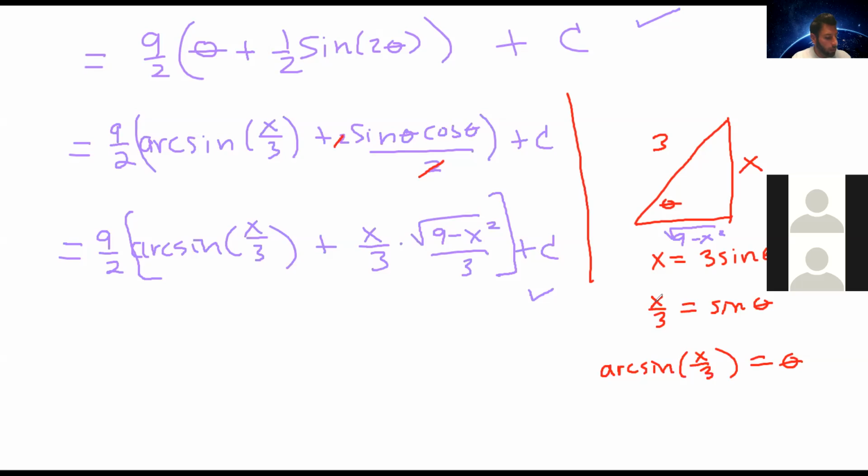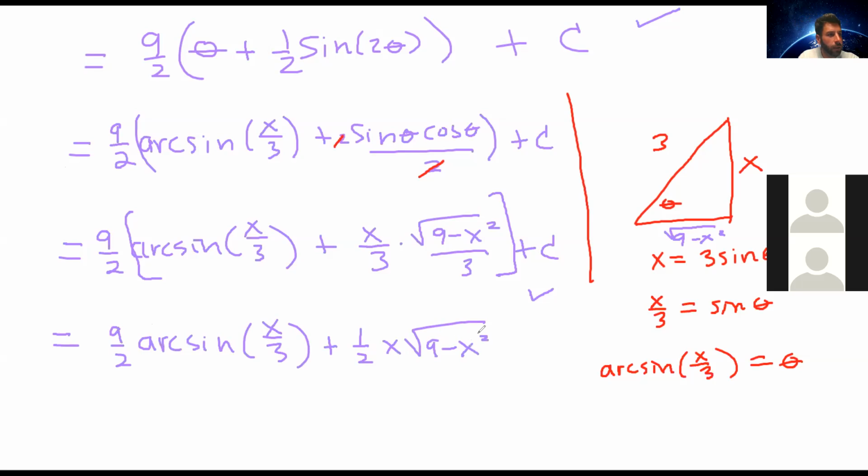If you go to the back of your book, you'll see there's a table. If you have your book handy, you can read this answer out of line 61 in the table of integrals. You could also clean this up. Multiply everything by 9/2. You get 9/2 arc sine of x over 3, and then the 9 kills the 9 over here, so you're just left with 1/2 x times the square root of 9 minus x squared, plus c.